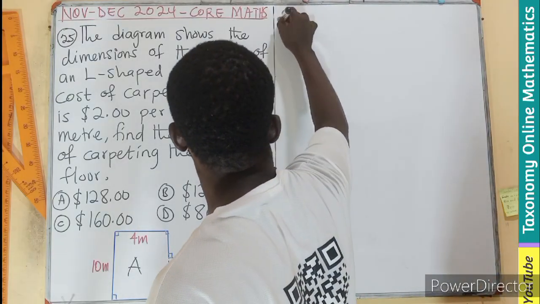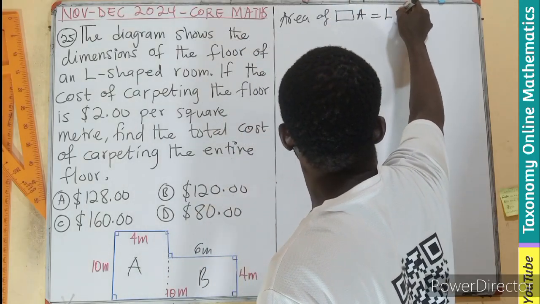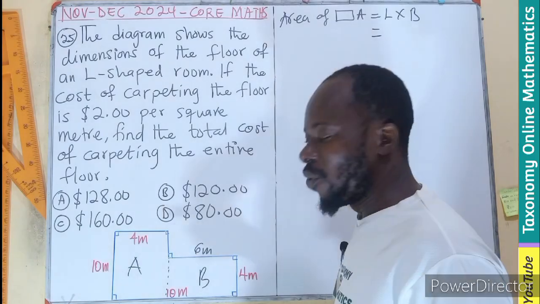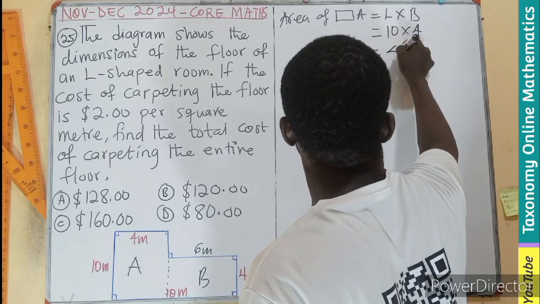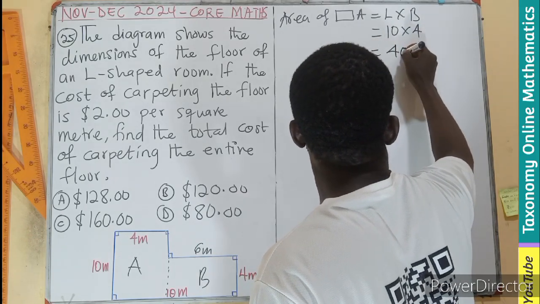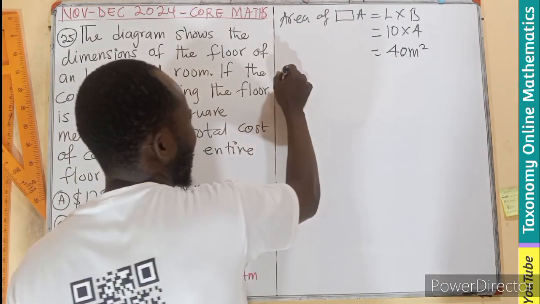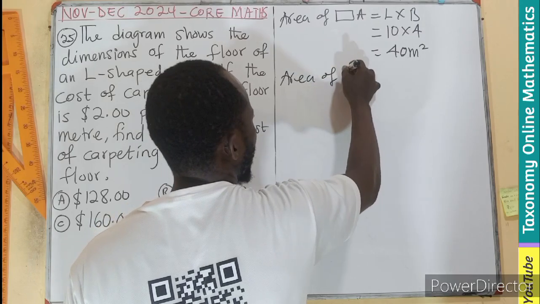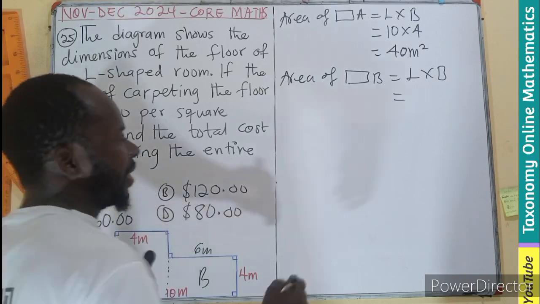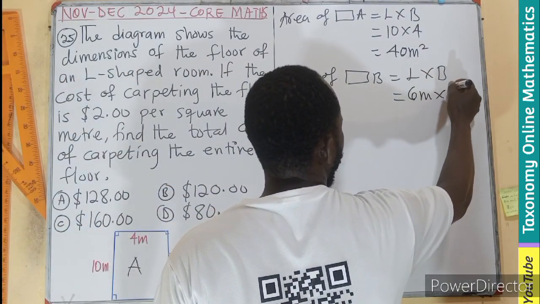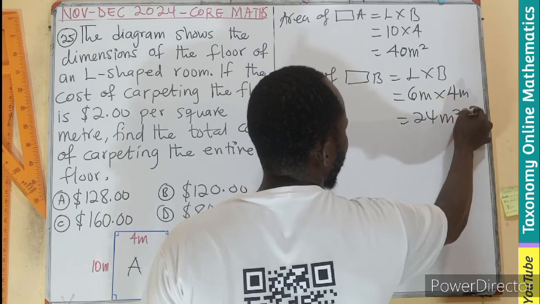So I will say that area of rectangle A equals length times breadth, and the length will be 10. The breadth will be 4. So 10 times 4 gives us 40. I think we are dealing with meters, right? 40 meters square for the area of this. Then area of rectangle B is length times breadth. The longest side is 6, then 4, making it 24 meters square.